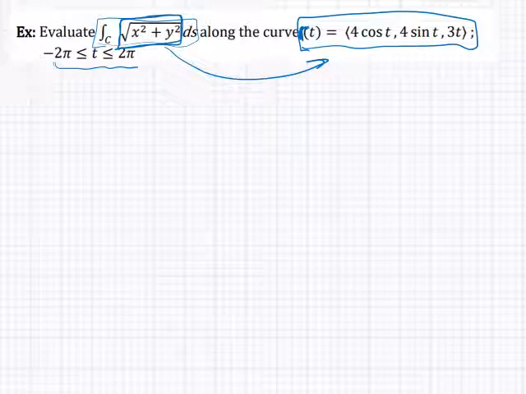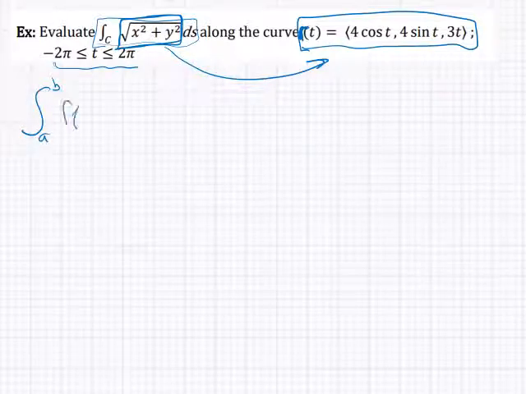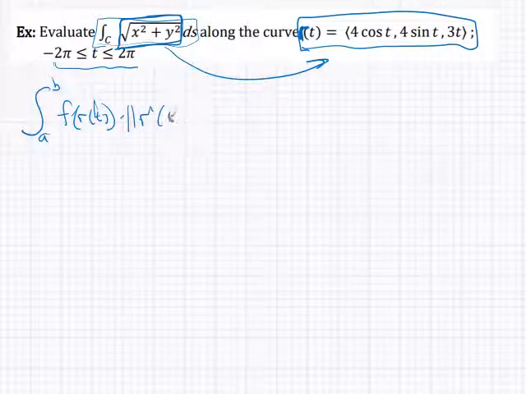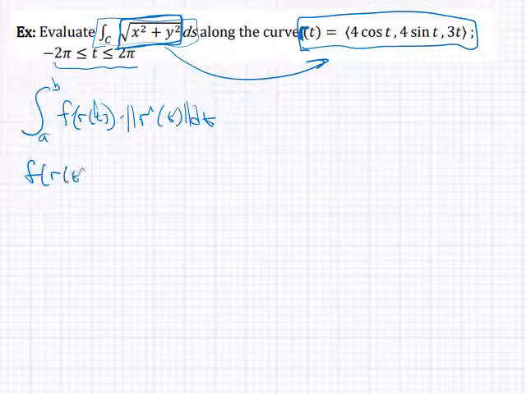So the way we're going to do it is by integrating from a to b of f of r of t times the magnitude of r prime of t, dt. And so we've got to calculate all this stuff. First thing we're going to do is calculate f of r of t. Now how do we do that? How do we take this and plug it into here?